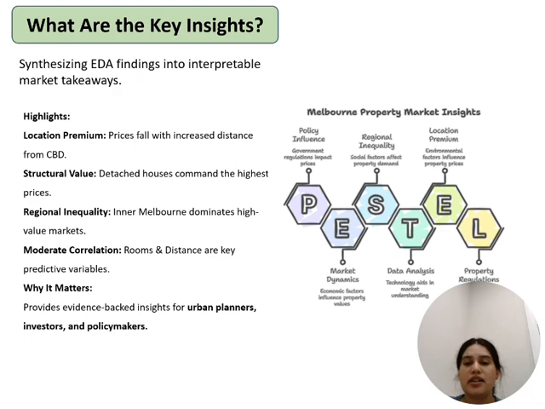Slide 11. Key insights. Bringing it all together, the analysis showed three main takeaways: location premium, where prices drop as distance increases; structure hierarchy, where houses outperform other property types; and regional inequality, where inner zones command higher valuation. The visuals here summarize the factors through a storytelling style presentation, showing that both geography and design shape market behavior.